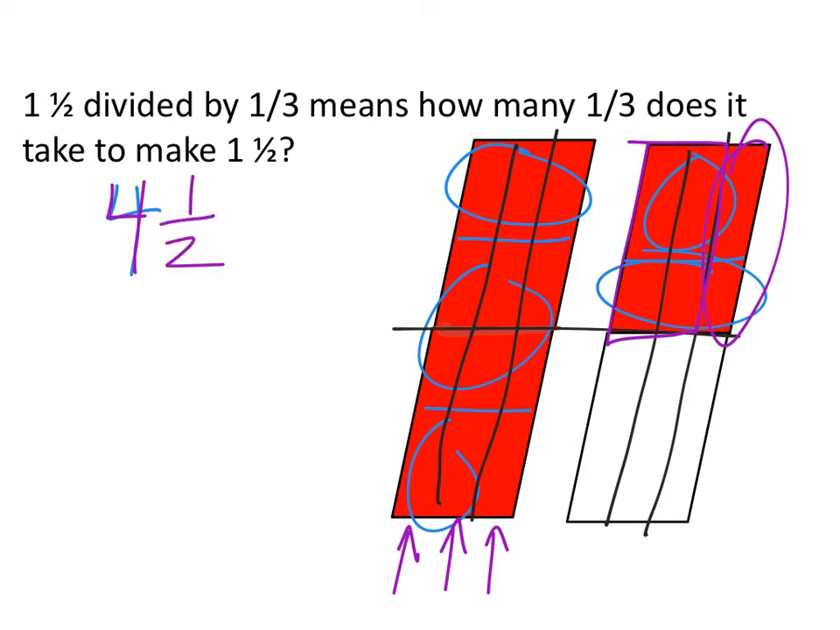So it is 4.5. But again, I don't really like the mixed number business. So I am going to change this into an improper fraction, because our answer should be shown as an improper fraction. So 4 times 2 is 8, plus the 1 is 9 halves, okay? So it's 9 halves, or 4.5 of these thirds would make up 1.5.